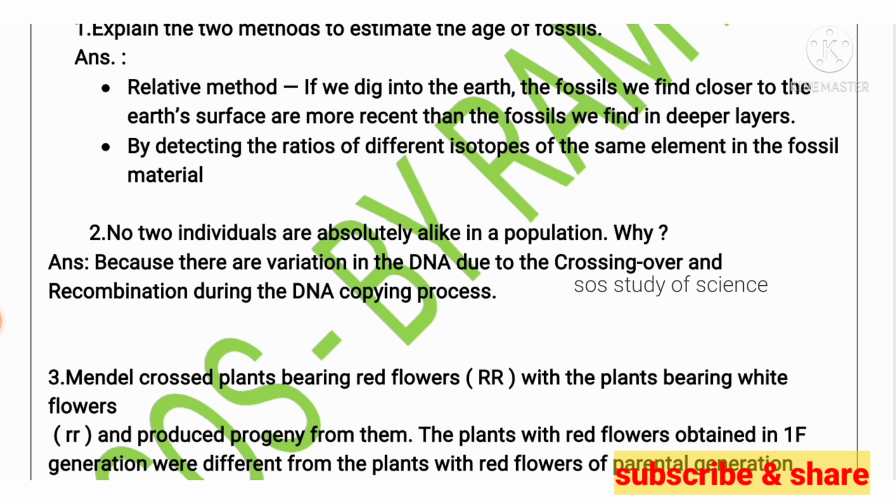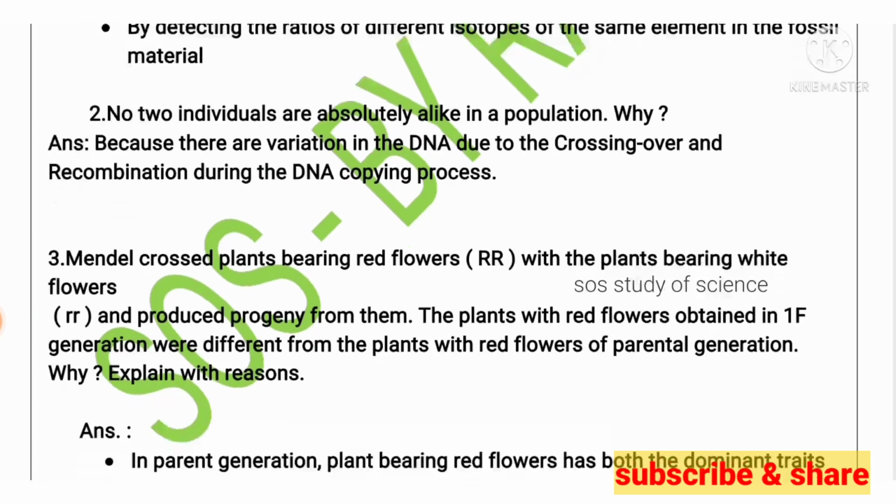As they combine, what happened? The DNAs also combine. As a result of the recombination of DNA, we can find a variation in the newly born organism. That is the reason no two individuals look absolutely alike in a population. Hope you understood this question. Now let us go to the next question.